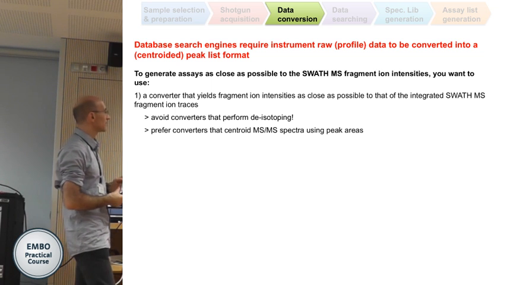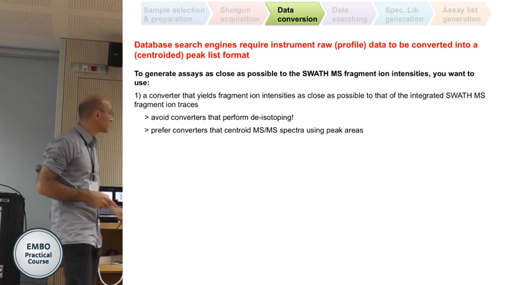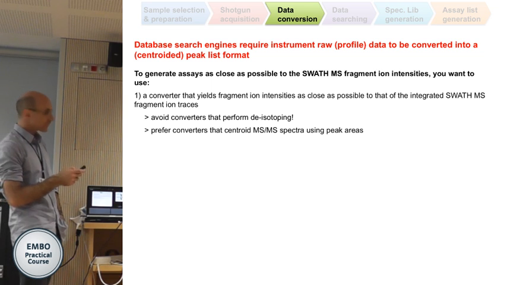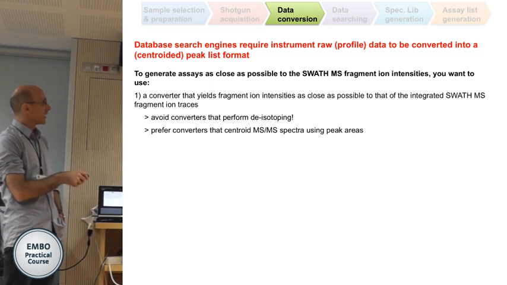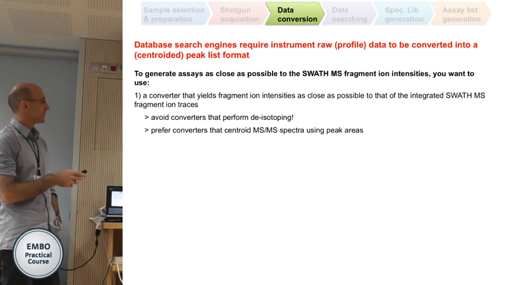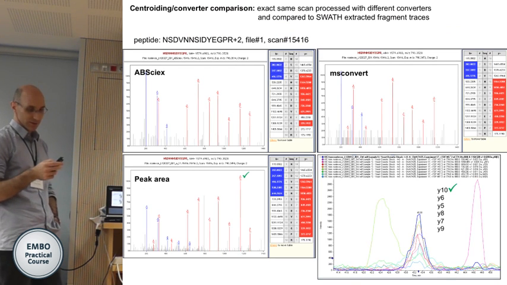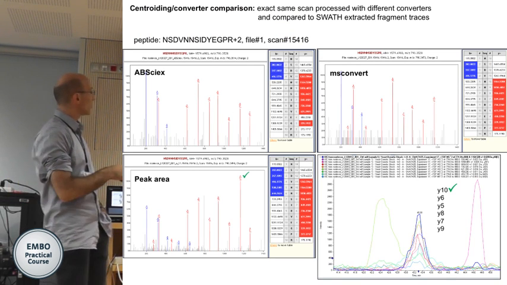The second step is that we figured out that you get better results if you use centroiding algorithms that use peak areas. So this is to show you an example.